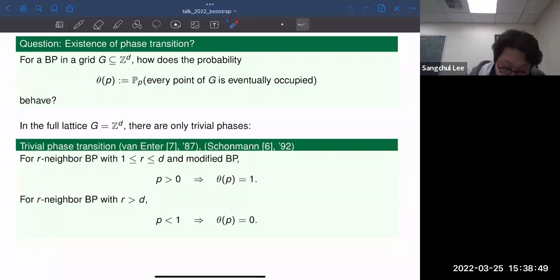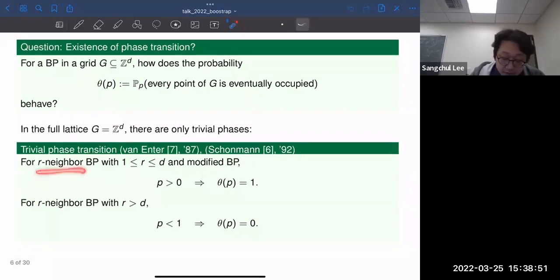The result is that for r-neighbor bootstrap percolation with r between 1 and the dimension d, or in modified bootstrap percolation, for whatever positive initial density of occupied sites, the probability that every point is eventually occupied is 1.